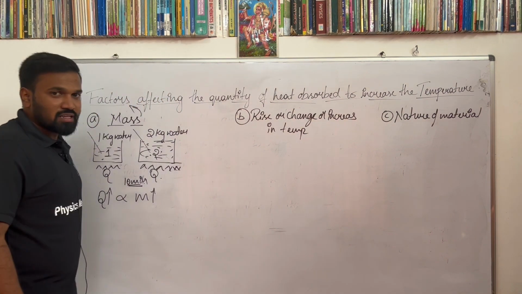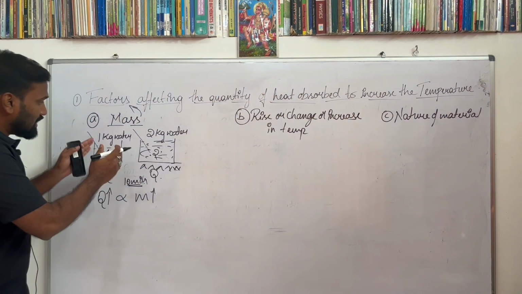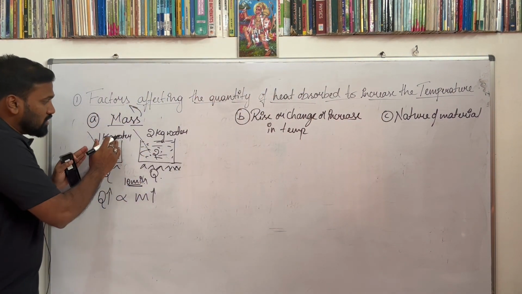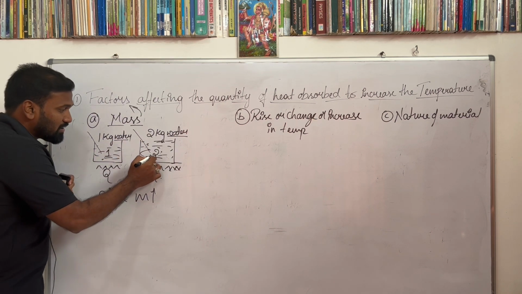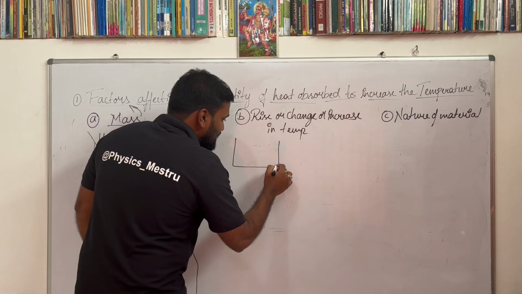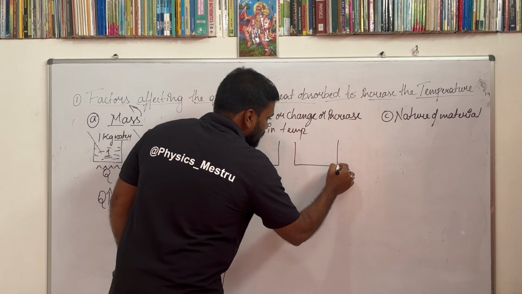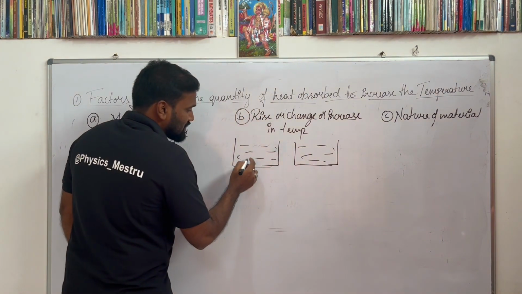So the second factor is rise in temperature. Now let us consider. Here the mass was different, but the substance is the same. The substance is water here, and here also the substance is water. The masses were different. Now let us consider the mass as the same. The substances are the same and the masses are the same.